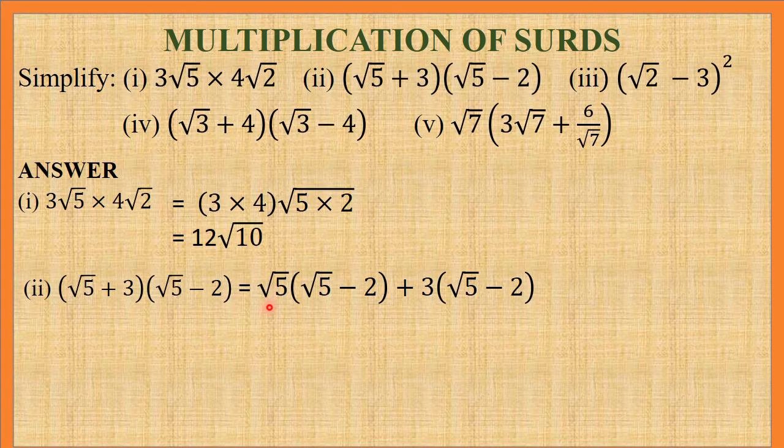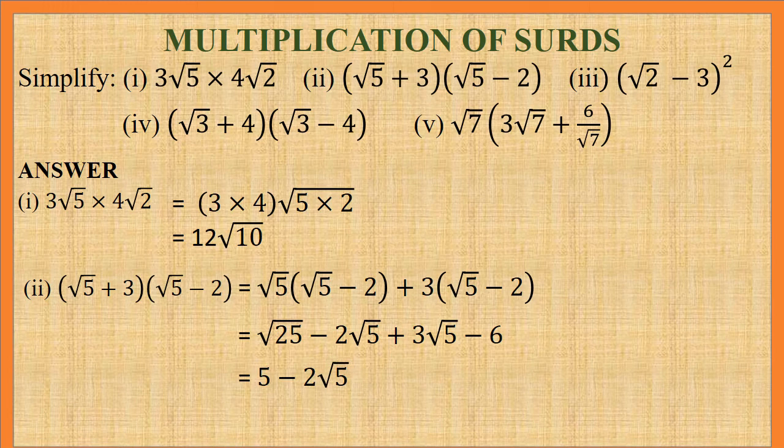So we have root of 5 by root of 5, root of 5 by negative 2, plus 3 by root of 5, 3 by negative 2. So root of 5 by root of 5 gives us root of 25. Root of 5 by negative 2 gives us minus 2 root of 5, plus 3 by root 5 gives us 3 root 5. 3 by negative 2 gives us minus 6.